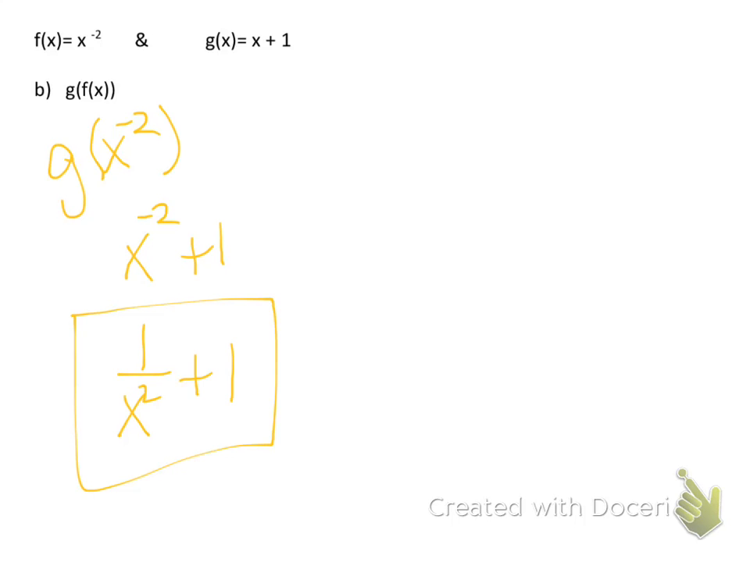And the next one, g of f of x. So g of, we're going to plug in x to the negative 2, and now we're going to plug that in for the x. So x to the negative 2 plus 1. Again, let's take care of the negative exponent. 1 over x squared plus 1.